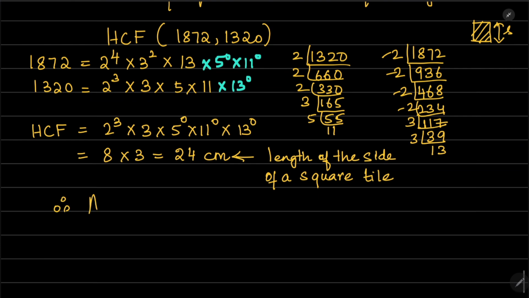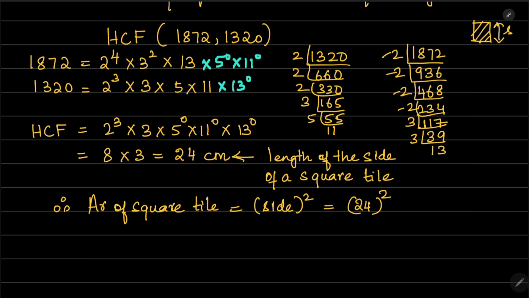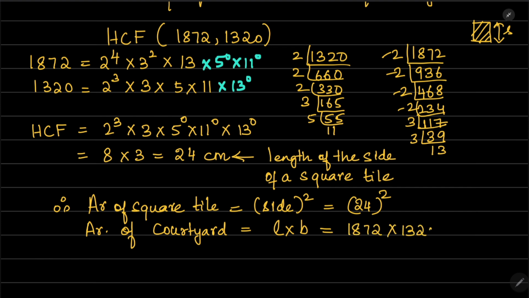Therefore, what will be the area of the square tile? Area of anything square will be equal to side square, S square, which is nothing but 24 the whole square. So let it be. What will be the area of the courtyard? It will be L into B, length into breadth. So 1872 multiplied by 1320.